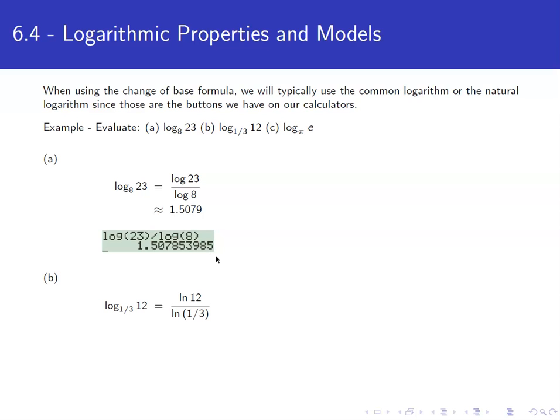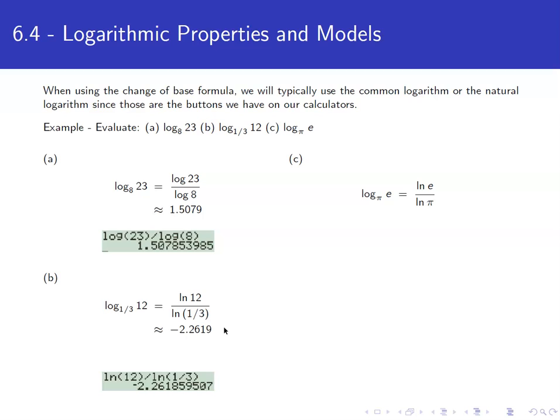We can do the same thing for the second one. The second one asks us to evaluate log base 1/3 of 12. In this case, I use natural log. Again, it doesn't matter if you use natural or common log. We would have natural log of 12 over natural log of 1/3, and type that into the calculator. We'll get negative 2.2619. And again, there's what the calculator syntax would look like.